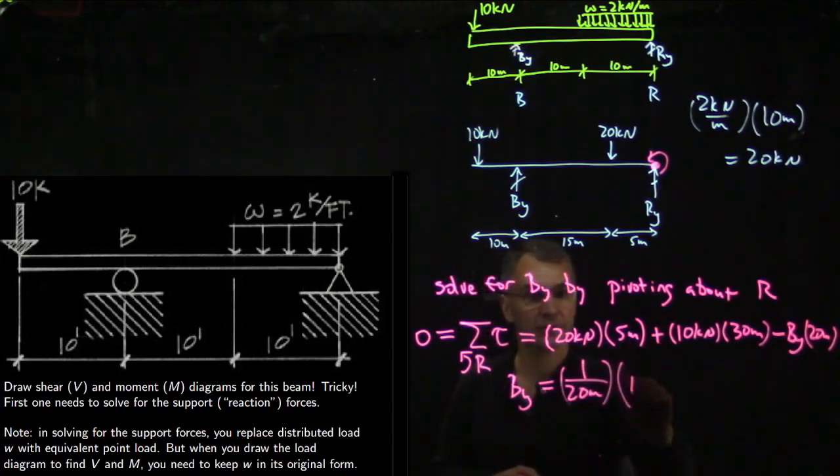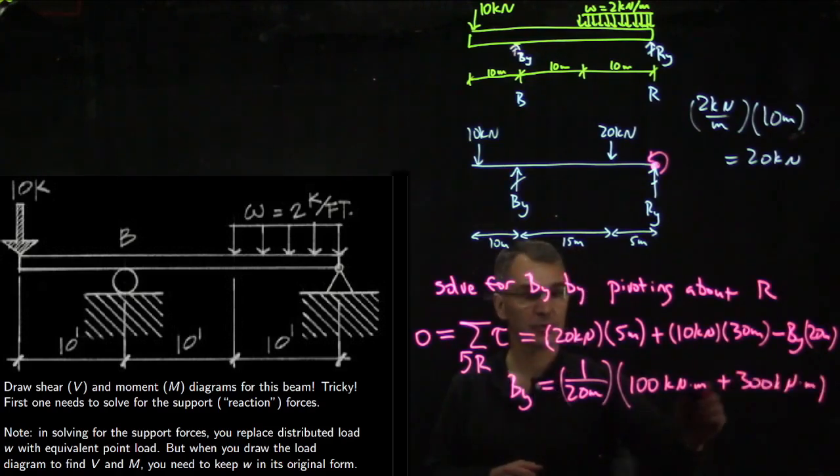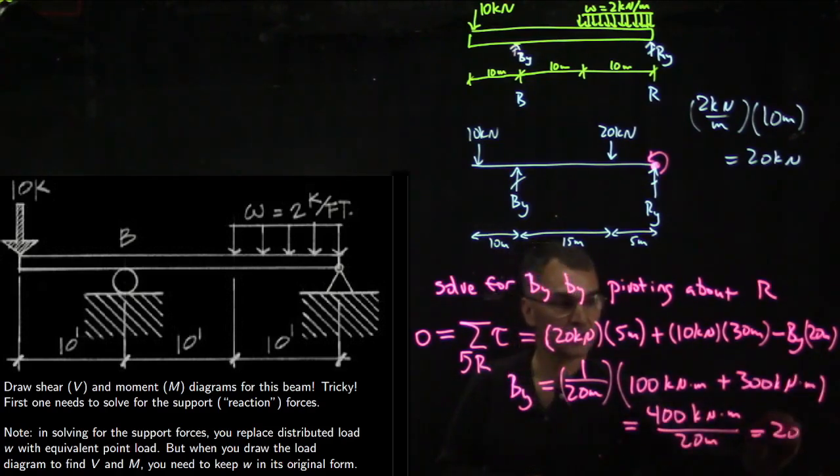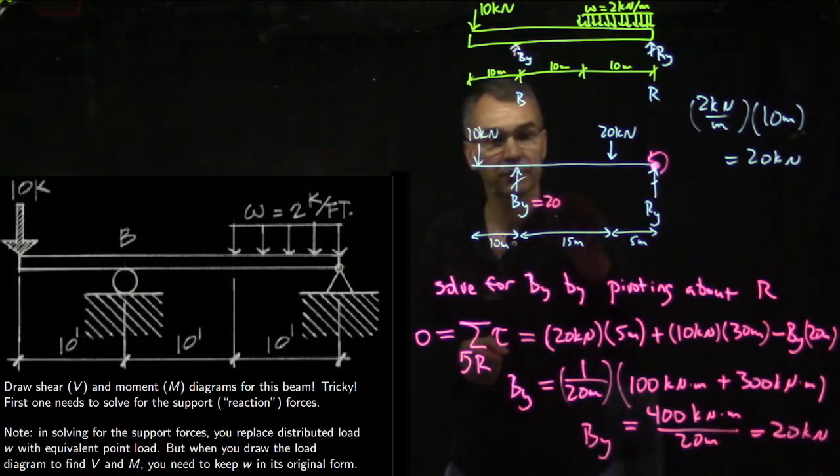This is 20 times 5 is 100 kilonewton meters plus 30 times 10 is 300. So 100 plus 300 is 400. 400 kilonewton meters divided by 20 meters is 20 kilonewtons. So it seems like this is 20 kilonewtons.